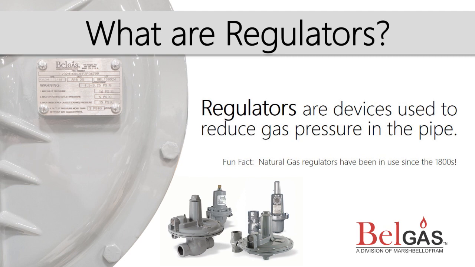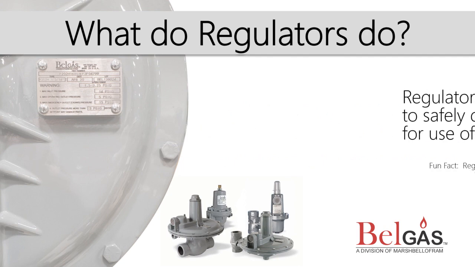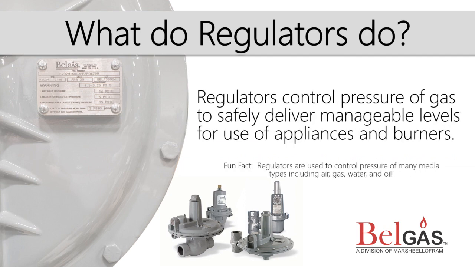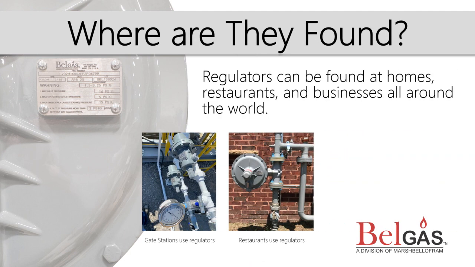We will focus on natural gas today, which is just one of the plethora of media that can be controlled by regulators. Others include but are not limited to air, water, oil, and exotic gases. What do regulators do? Regulators are used to control pressure and flow. High pressure is used as a moving force to send gas through pipe networks, but the pressure used to move gas is too high to use in things like appliances and burners, so regulators reduce that higher pressure to more manageable levels.